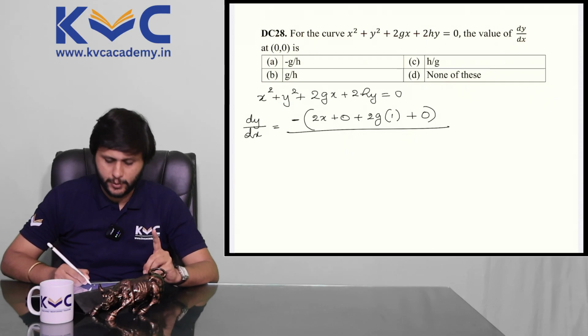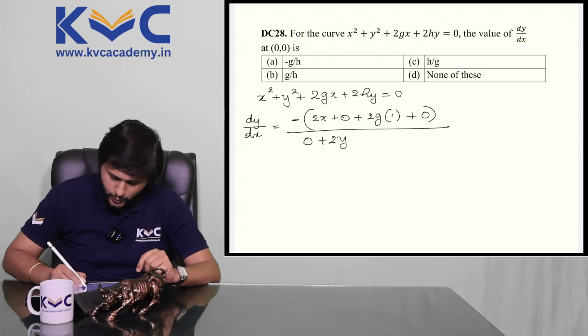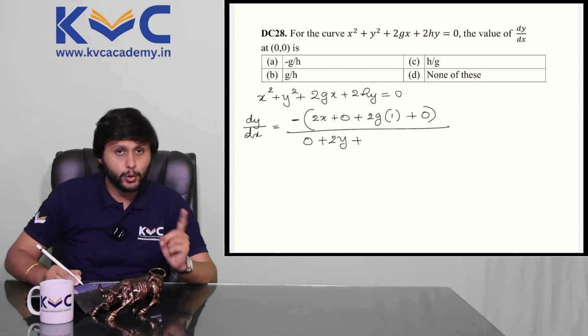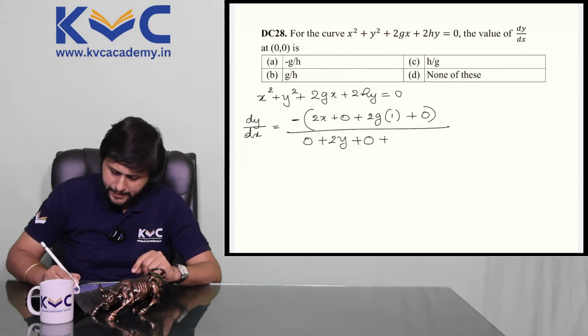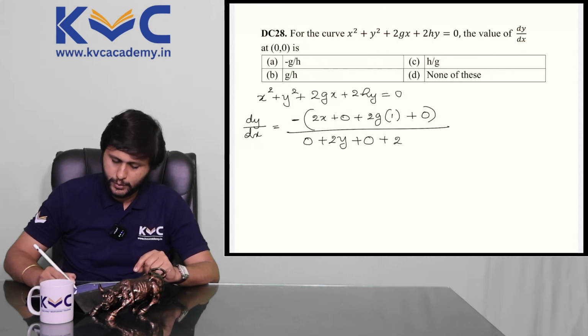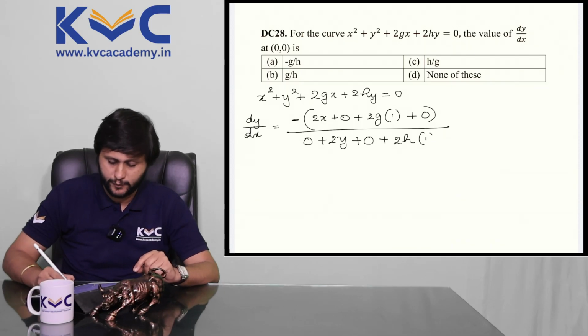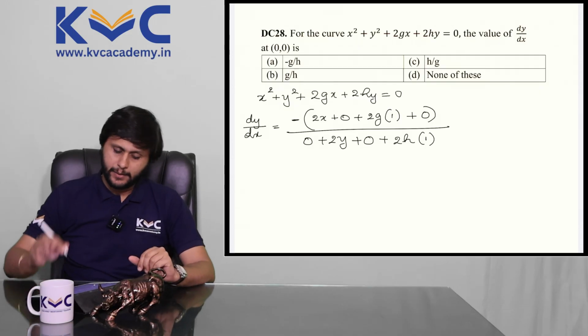Now we are differentiating with respect to y. Remember, x square 0 plus 2y. Differentiation of y square is 2y plus 2g and x, all three are constant. Differentiation of constant is 0 plus 2h is constant. Differentiation of y is 1. Differentiation is complete. Now I'll read the question.